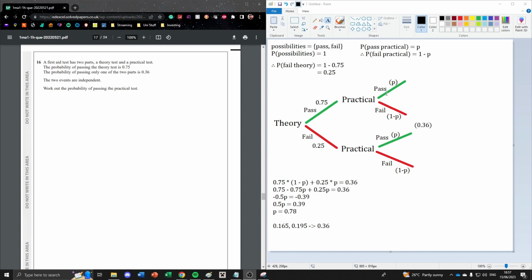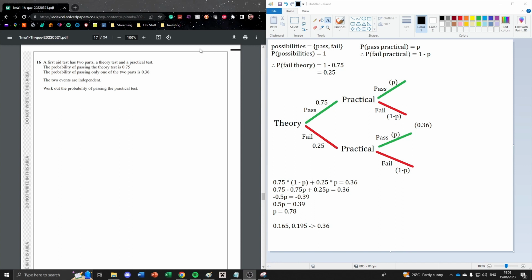Right now, of course, we don't know the probability of passing the practical test. That's what we're going to try and find out. So I've labelled that as our unknown variable p. And again, using this axiom that the probability of all the possibilities must add to 1, we know that the probability of failing the practical test must be 1 minus p. And again, that's illustrated here and here.